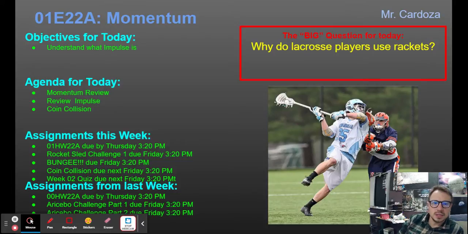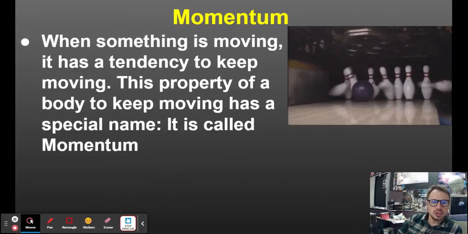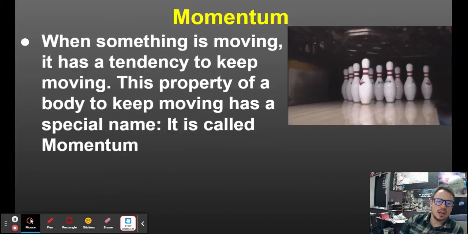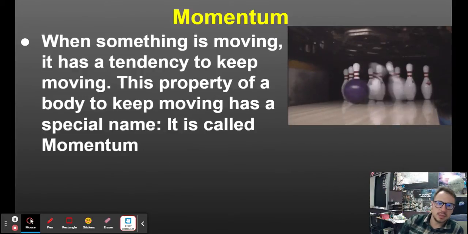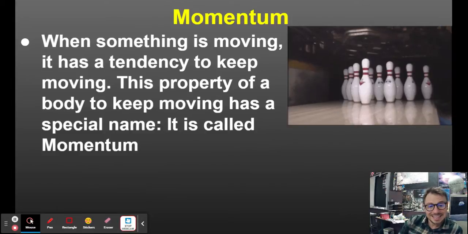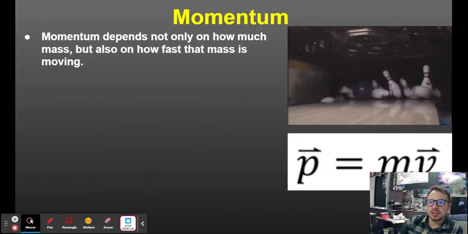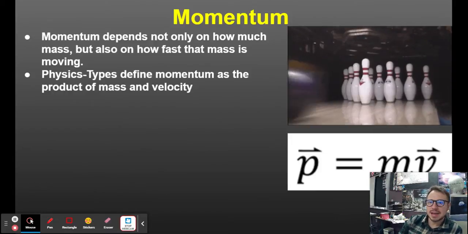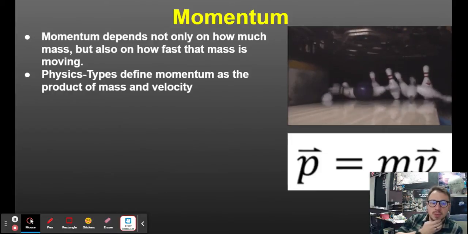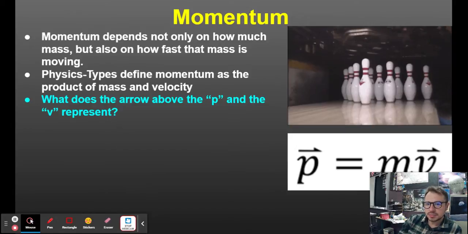All right. Big question for today is, why do lacrosse players use rackets? All right. So let's just review momentum. So we all know Newton's first law: objects in motion remain in motion, and that tendency to remain in motion is called momentum. So momentum depends on not only the mass, but also how fast that mass is moving. We define momentum as the product of mass and velocity.